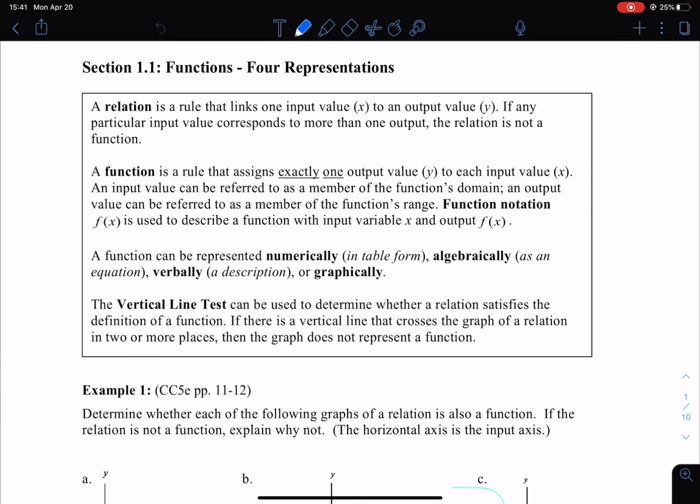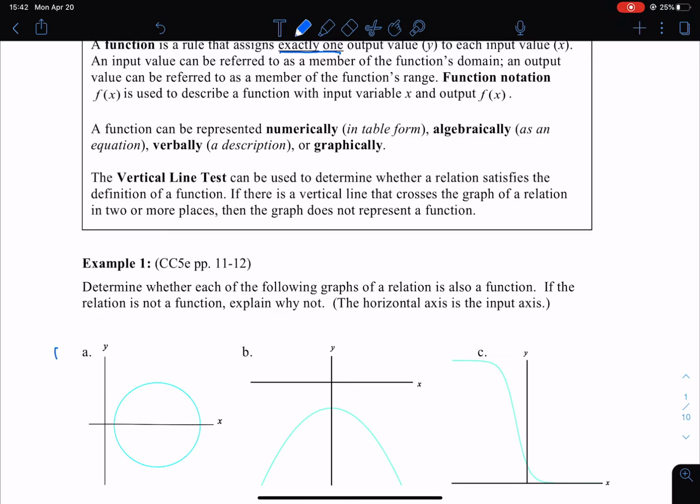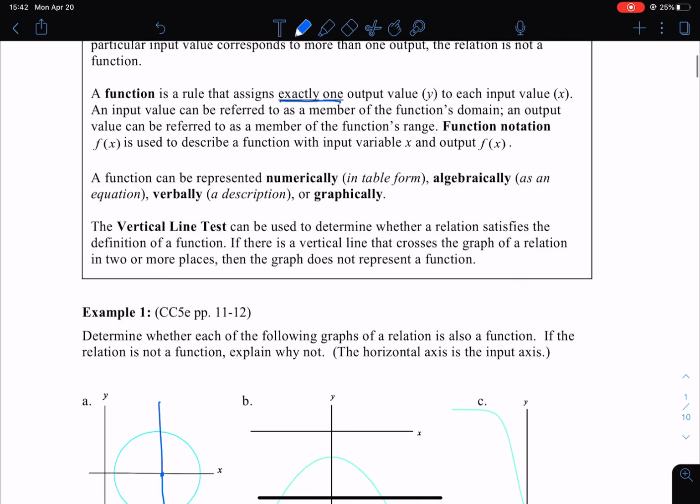A function is a rule that assigns exactly one output value, so exactly one y value, to each x value. This is a function. For example, this one is not a function because if you draw a vertical line, you can see that for each x value we have two corresponding y values. Based on this definition, this is not a function.